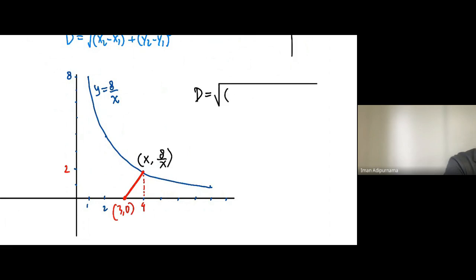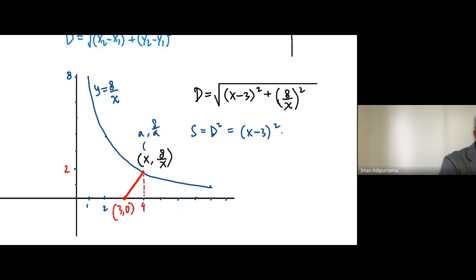Distance formula: x minus 3 squared plus 8 over x squared. Okay. Maybe if you confuse it with x, you can take this as a, or 8 over a. If you confuse it with the variable x on the x-axis, you can do that also, but I will just use x. And similar to the previous example, we can let this be some s and take the s as d squared, and we have x minus 3 squared plus 8 over x squared.